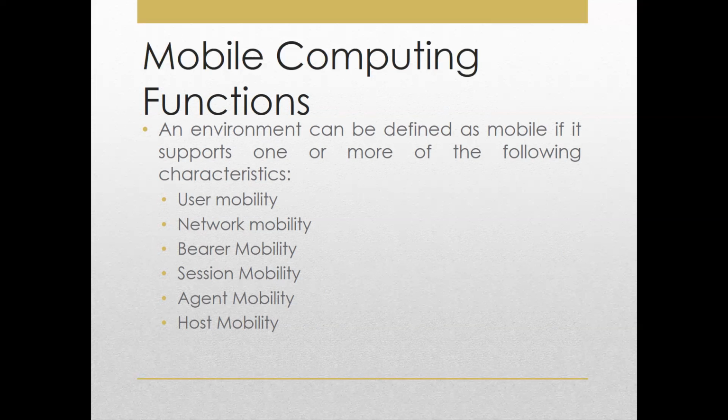Barrier mobility. The user is able to move from one barrier to another and use the same service. Example, a user is able to use the service through a web barrier at his home. When the user moves to an area where web is not supported, it switches over to the voice or SMS barrier to access the same application.